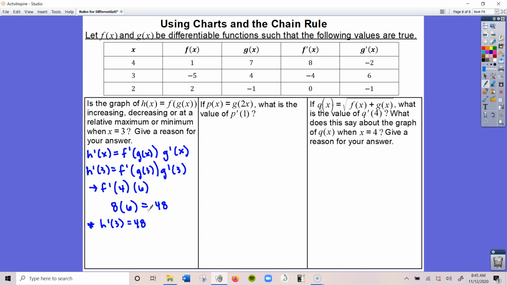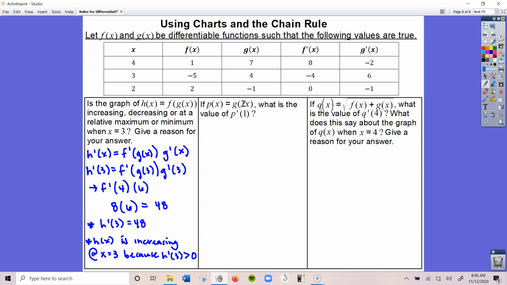Since my derivative is not 0, it's not a maximum or a minimum, but it is positive, so that means that h of x is increasing at x equal to 3 because h prime of 3 is greater than 0. Let's look at the next one.